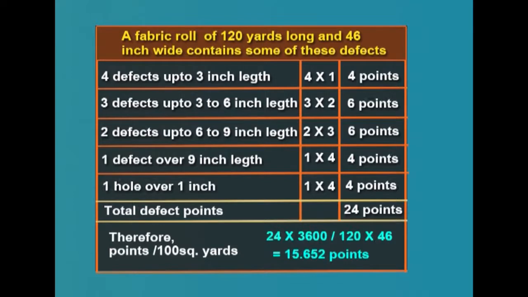So, 1 into 4, 4 defective points, and so it comes to 4 points, and then 1 hole over 1 inch. So, 1 into 4 is 4 points. Totally the defective points are around 24. Therefore, points per 100 square yards is equal to 24 into 3600 divided by 120 into 46, that is the length and the width of that is added to it, and it comes to 15.652 points.